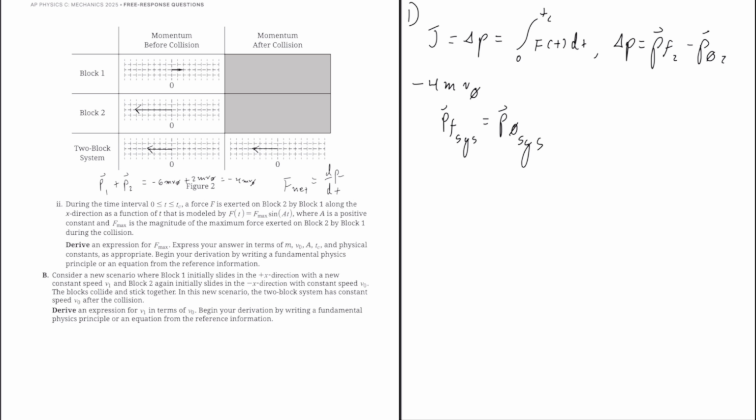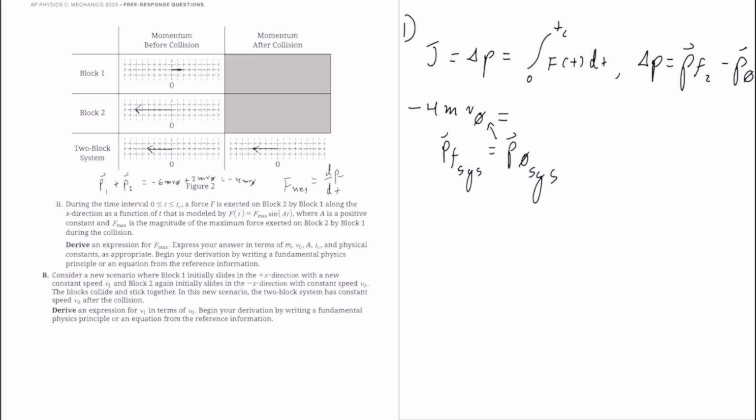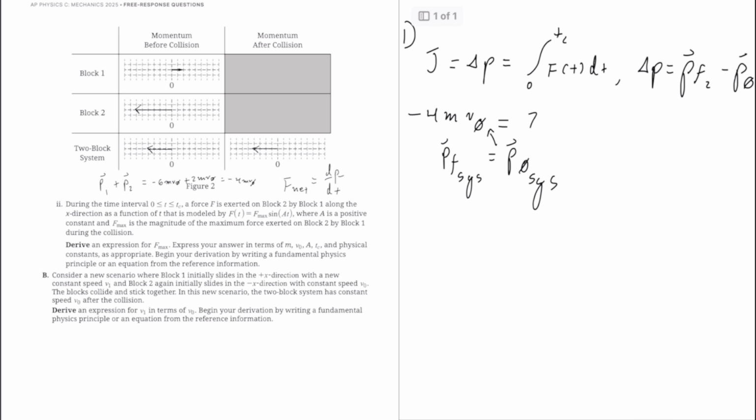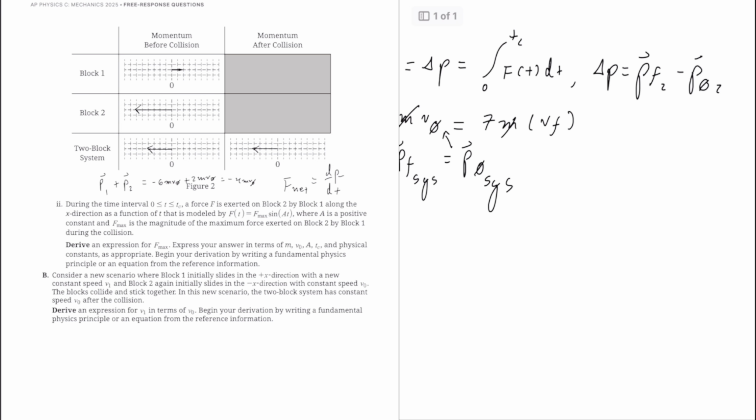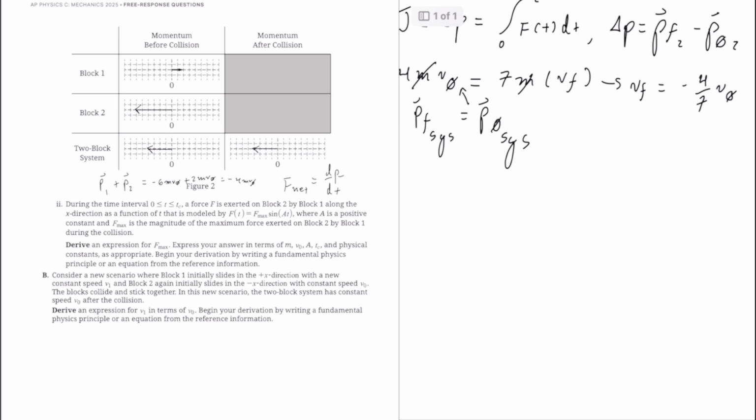And the reason why I'm going from the two-block system versus the one-block system, I'm going to switch between the two, is because I need to find the velocity of the whole block system before I find the final momentum of block 2. This is the initial momentum of the whole block system. But the final momentum must be the sum of the masses times some velocity v final. So now canceling m on both sides, I find that v final equals negative 4/7 v naught. And because v naught was in the positive direction and it's negative, that means the final velocity will be to the left, right? So now I can use that to find the final momentum of block 2.